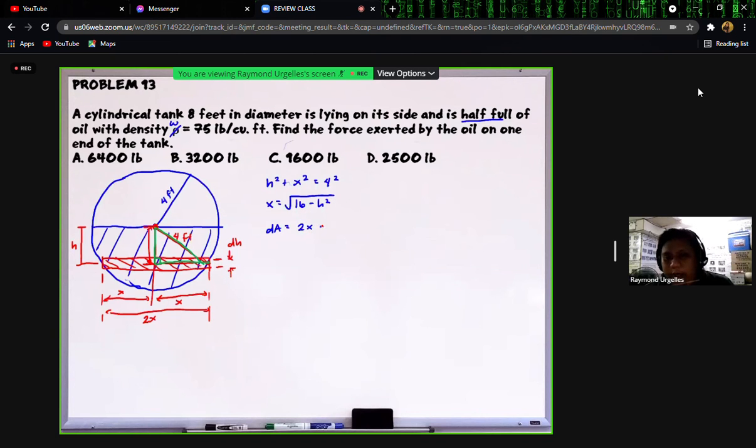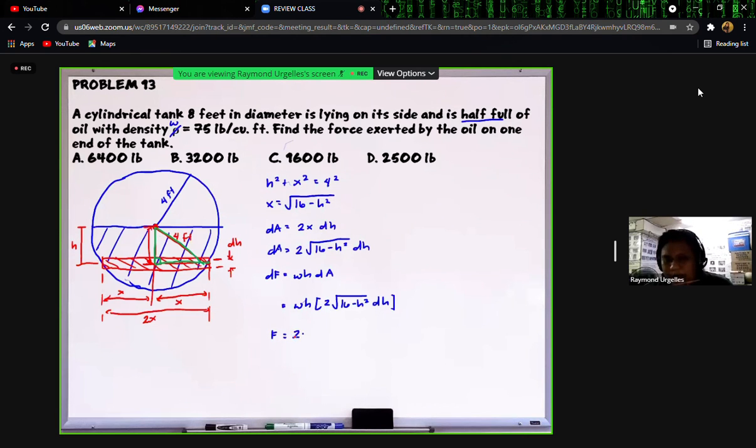Solving for the differential area, we know it to be 2x multiplied by dh, so this will be 2 square root of 16 minus h squared dh. So we have the differential area. For the differential force, that is simply omega h dA, so this will be omega times h times 2 square root of 16 minus h squared dh.